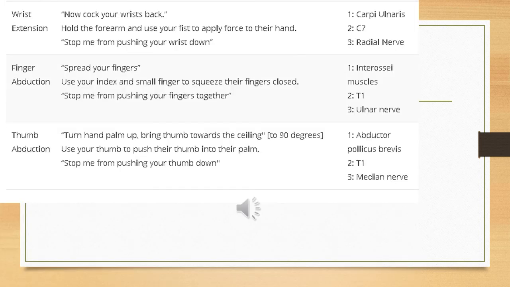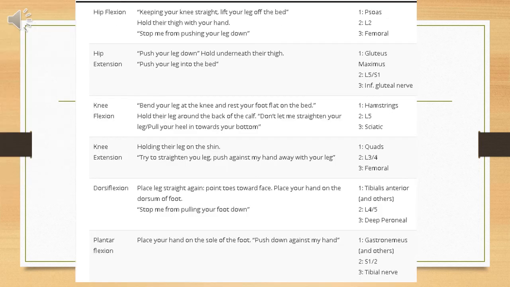This is also very important, which is a continuation of the previous table. Another table for the examination of the lower limbs.